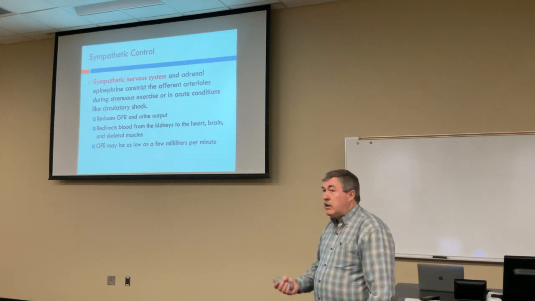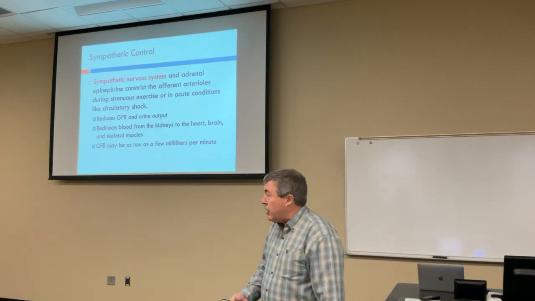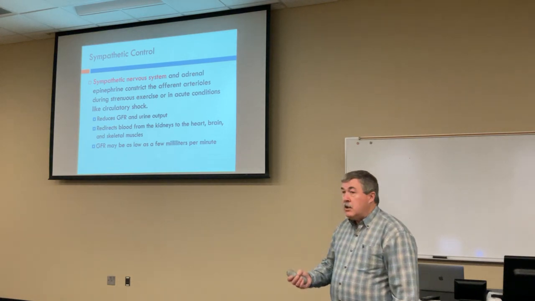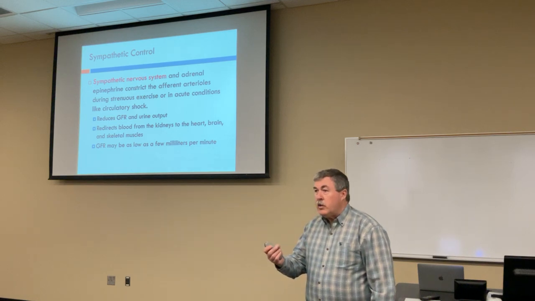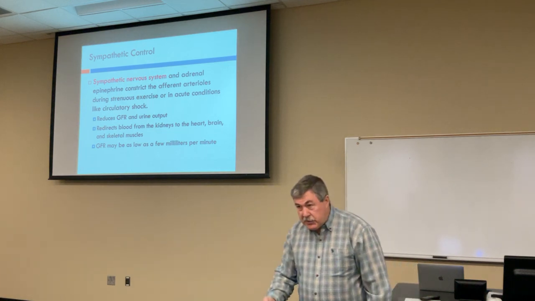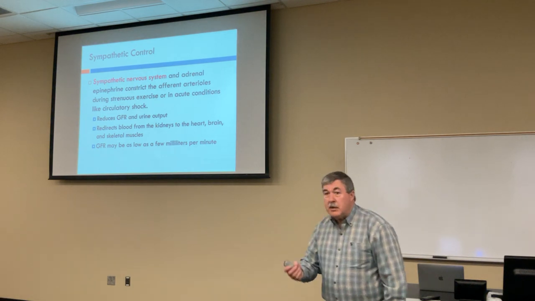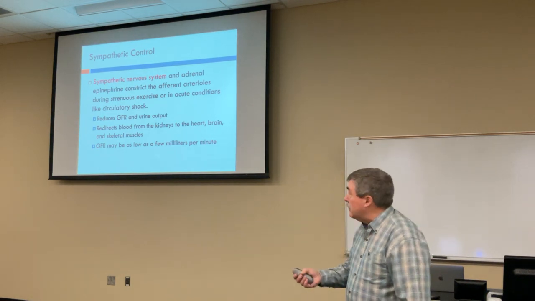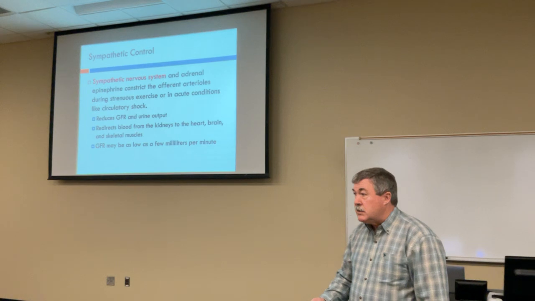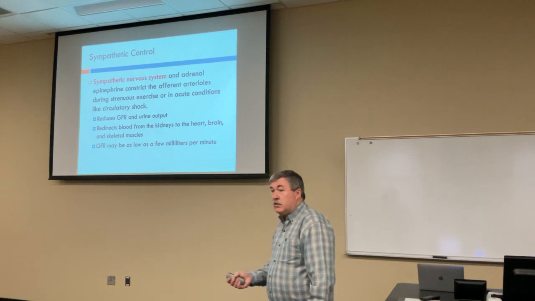So during strenuous exercise, which is one of those times when sympathetic stimulation increases in your body under stress, or in conditions such as shock, where your blood pressure has dropped drastically, your sympathetic nerves also increase their rate of stimulation. Some of those sympathetic fibers supply the afferent arteriole. So when sympathetic stimulation increases, the afferent arteriole undergoes vasoconstriction.